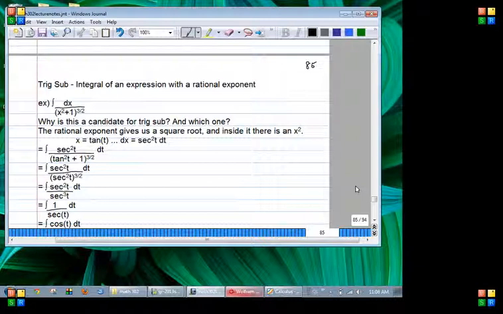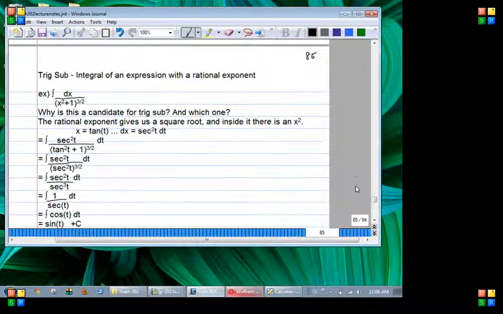That's the easiest integral we can get. What's the integral of cosine? Sine. So we get sine t plus c. But we're not done. Because we've got to get it back in terms of x.